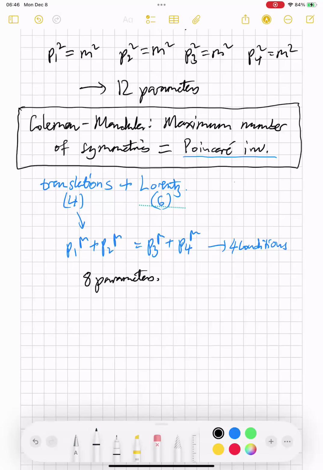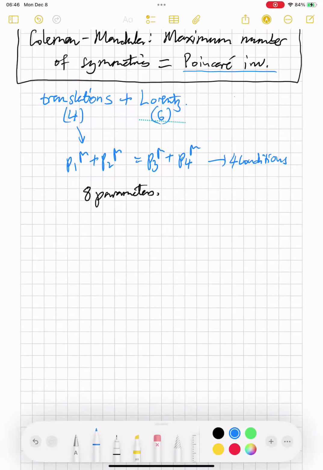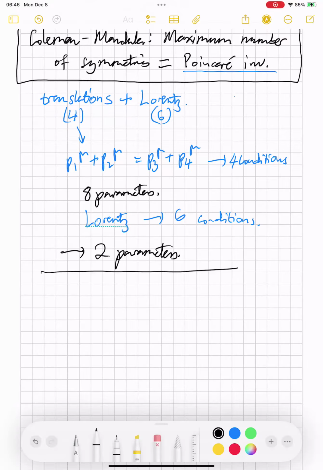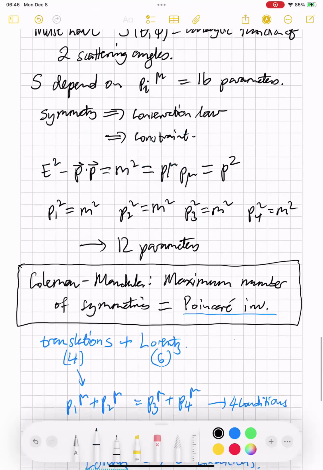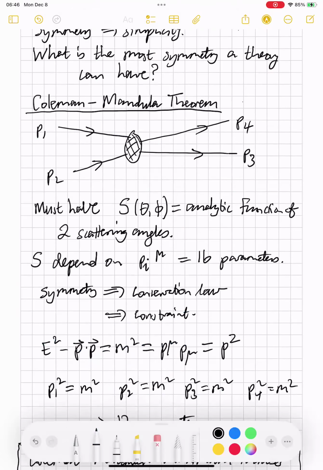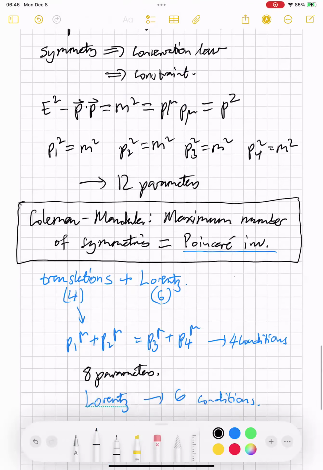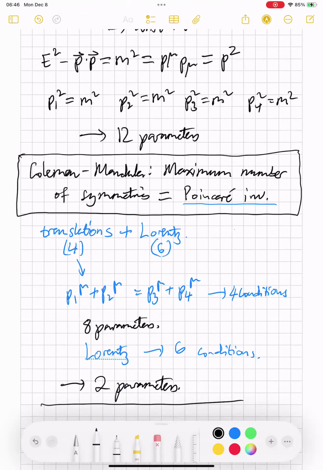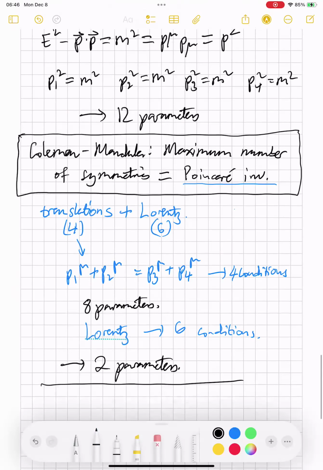Now, in exactly the same way, if you do careful arguing, which I'm not going to do, from the Lorentz symmetry, you get another 6 conditions. And from those 6 conditions, you finally end up with 2 parameters. So the S matrix depends freely on 2 parameters, but actually that's as small as you can go because we know that the S matrix must depend on theta and phi. So you cannot have more space-time symmetries than you have from Poincare invariance.